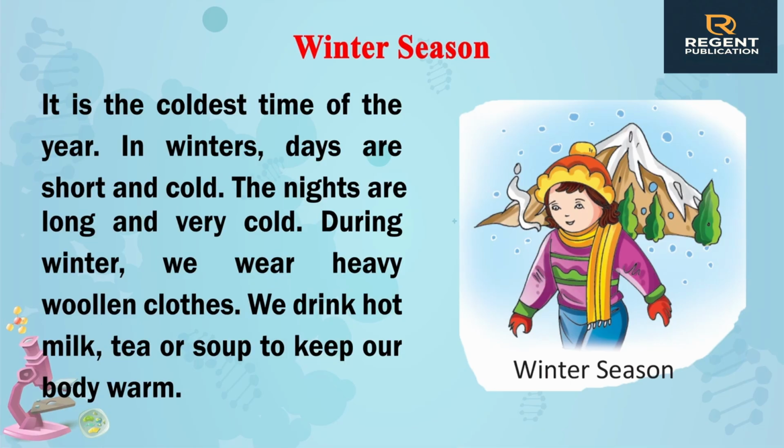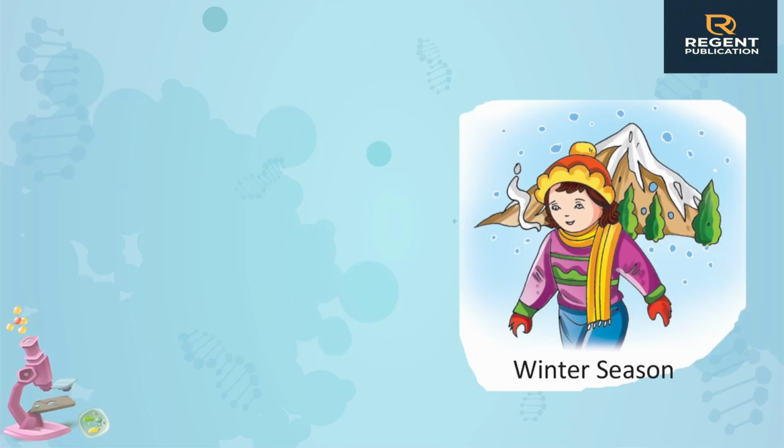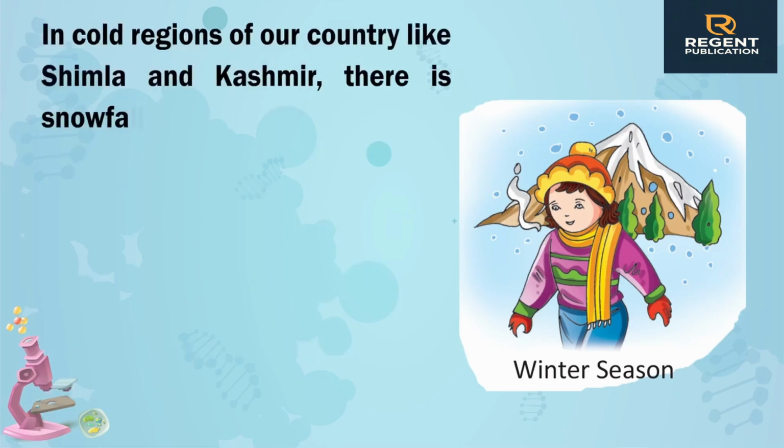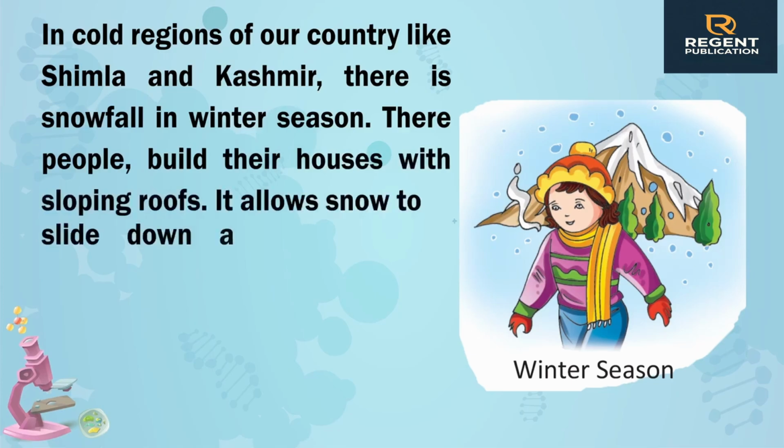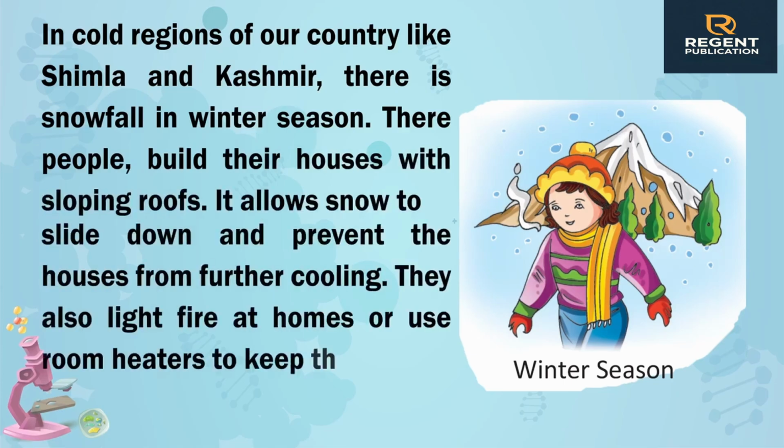In cold regions of our country like Shimla and Kashmir, there is snowfall in winter season. Their people build their houses with sloping roofs. It allows snow to slide down and prevents the houses from further cooling. They also light fire at homes or use room heaters to keep themselves warm.